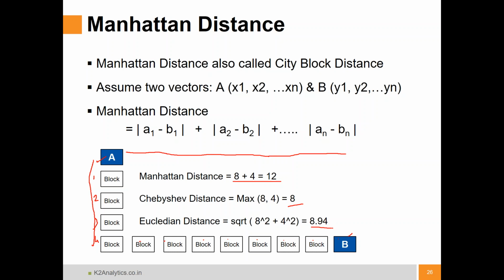The first thing is how the similarity is computed. Similarity is computed this way. Now let's try to see it with a practical example.